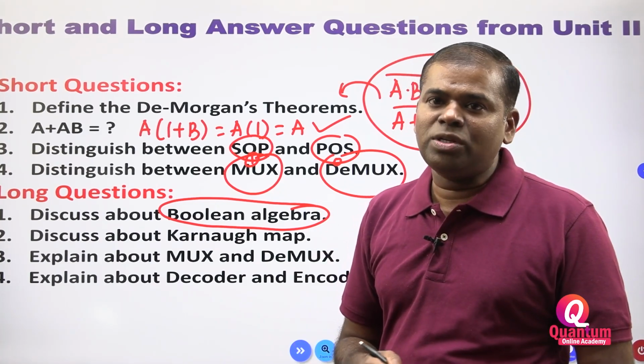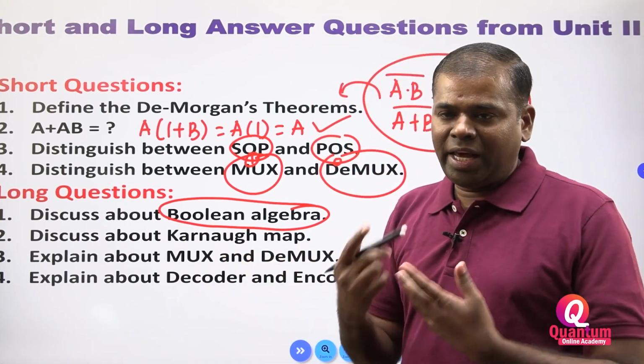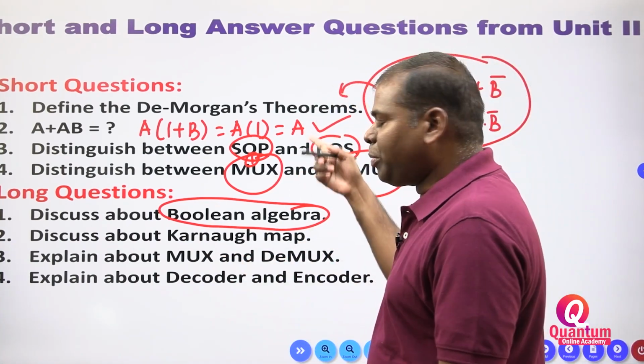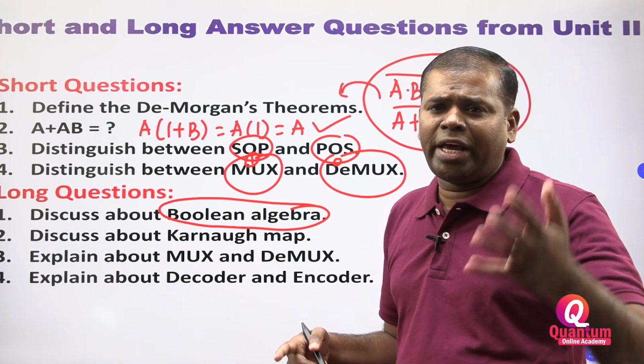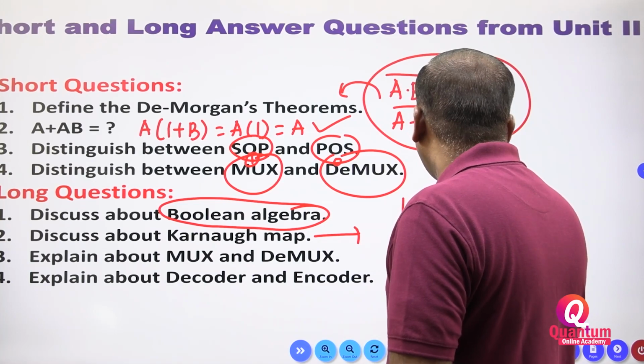Simplification of the Boolean theorem you have to write from this. Discuss about the Karnaugh map. In the K map you have to write the sum of product and product of sum form. The 3 variable K map and 4 variable K map you have to take. How do we have to write the K map?